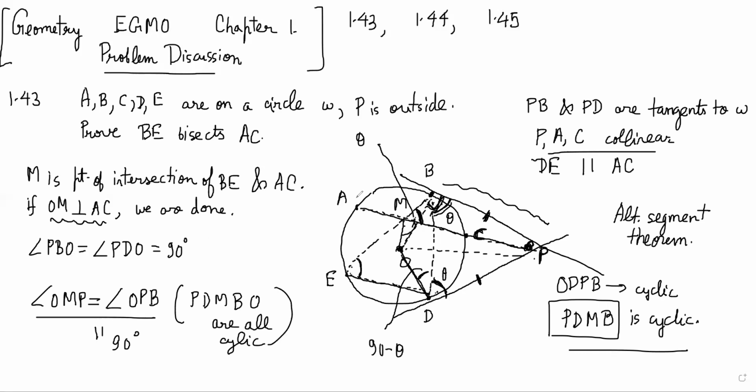So basically it's about drawing the figure and remembering that because of this parallel line, it becomes cyclic, right? Because first thing that we got PDMB is cyclic. After that, we can show that all of the things are cyclic. Three other quadrilaterals, right? So once we have done that, we know that OM is perpendicular to AC, and that means BE bisects AC, right? Okay.